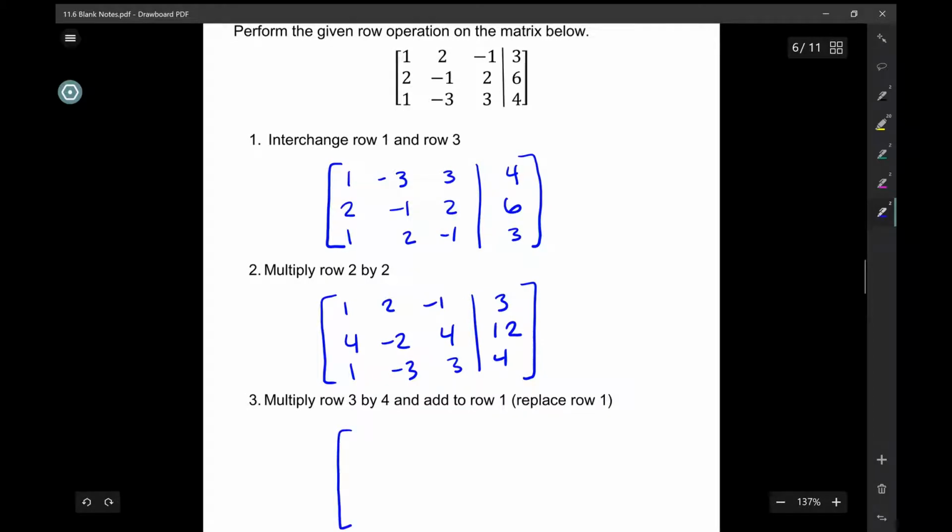All right, so let's go ahead and multiply row 3 by 4. The way I like to do this is I just like to write it below on the original matrix. So multiply row 3 by 4. That's 4, -12, 12, 16. And I'm going to add that to row 1 to get a new row 1.